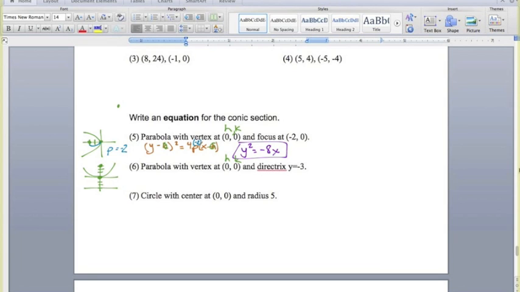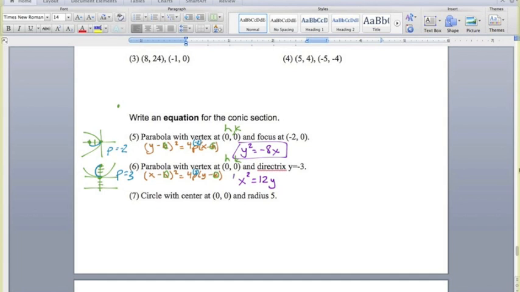So this one's vertically facing. So the vertical facing parabola in the chart is x minus h squared equals 4p times y minus k. Our vertex at 0, 0 gives us h and k values of 0 again. And p is the distance from the vertex to the focus. Since this one faces up, up is a positive direction, so we have a p-value of positive 3. Plug that in there. We get a final answer of x squared is equal to 12y.